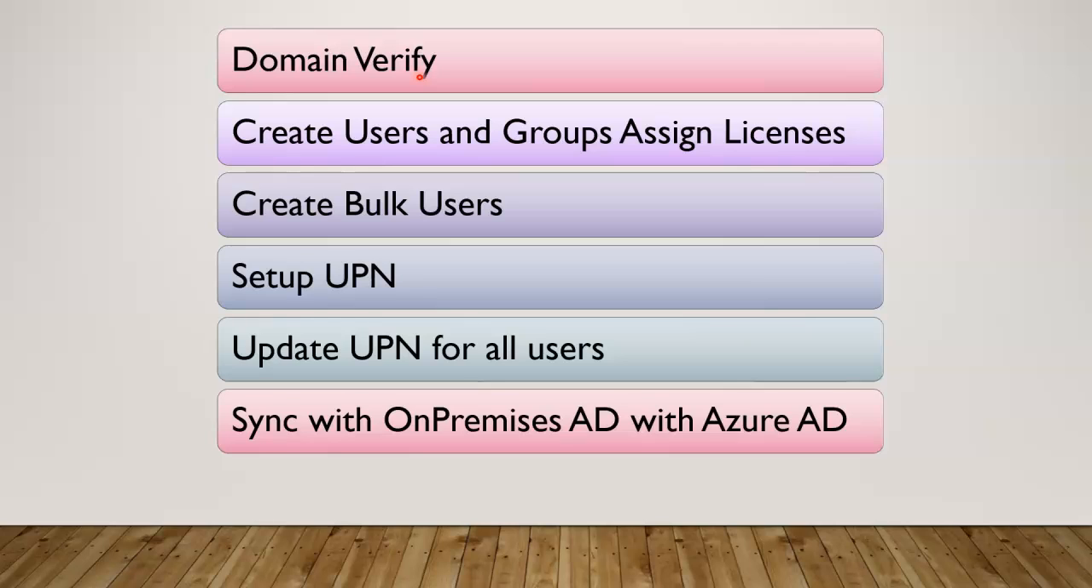And also we are going to create a few of the user accounts and groups within the Azure Active Directory, and we also create them as part of the bulk user creation process. We would be also setting up our on-premises domain controller with a UPN name, and then we also update the user accounts to use that UPN name for all those users.